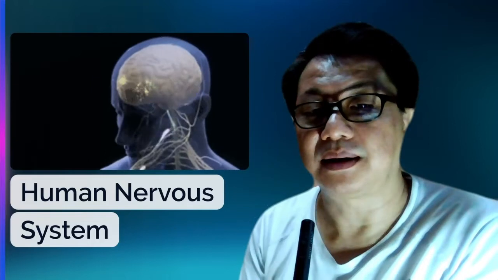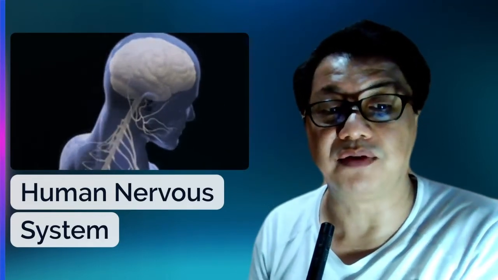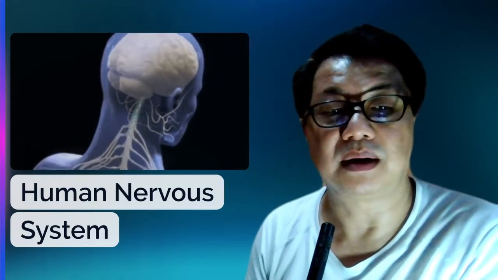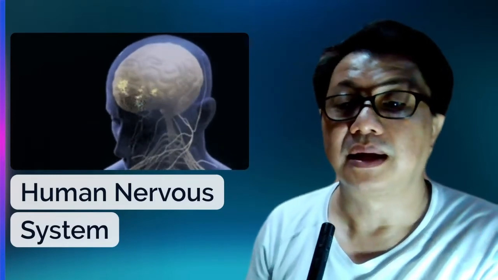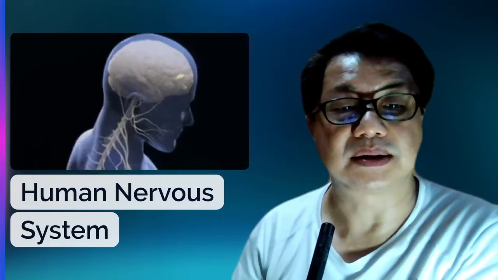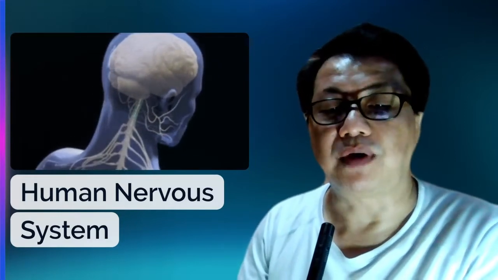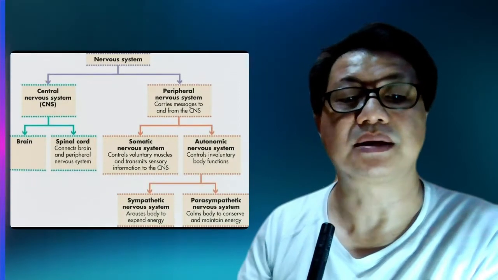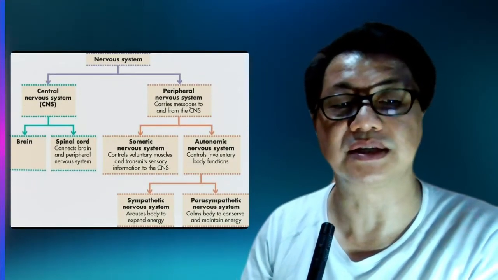Again, we are going to talk about the biological basis of behavior. And for this topic, we will talk about the human nervous system, particularly the brain and the other parts of the nervous system. So we follow this particular aspect of understanding the human nervous system.